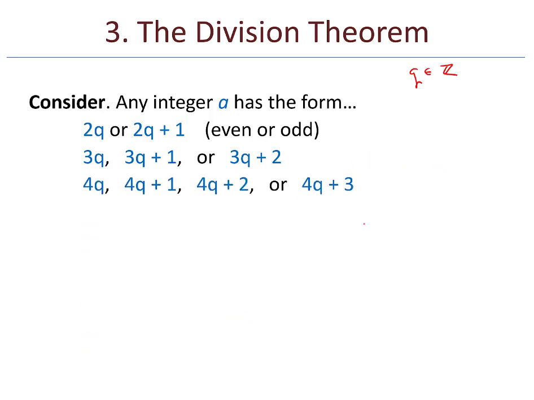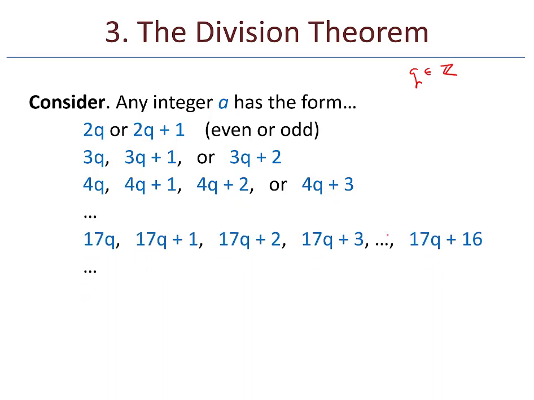We can do the same with 4. Every integer is a multiple of 4, one more than a multiple of 4, two more than a multiple of 4, or three more than a multiple of 4, and so on. Pick any divisor that you want. So 17. It's a multiple of 17 or one more all the way up through 16 more than a multiple of 17. These things that we're adding, the plus 0, the plus 1, the 2, the 3, up to 16, those are remainders. If you divide an integer by 17, you're going to end up with a remainder of somewhere from 0 up through 16.